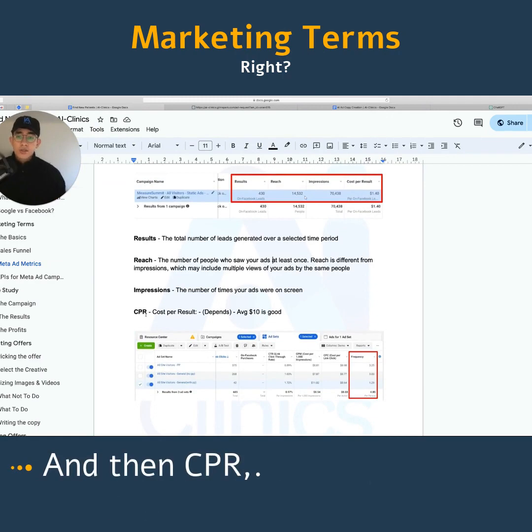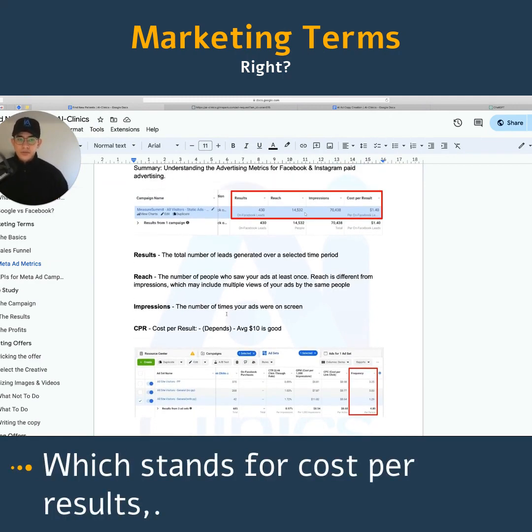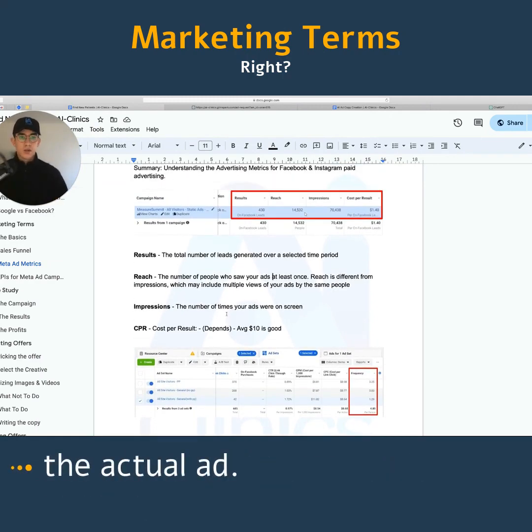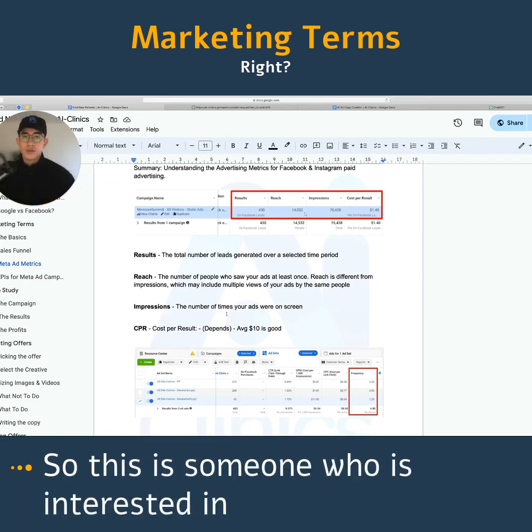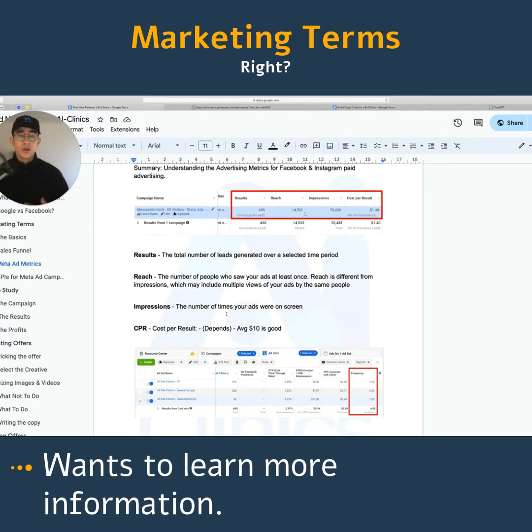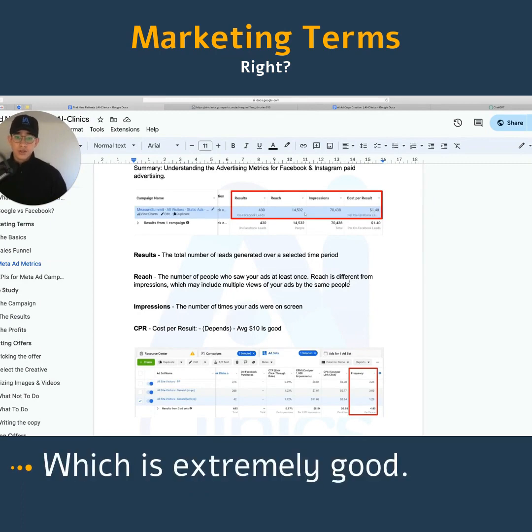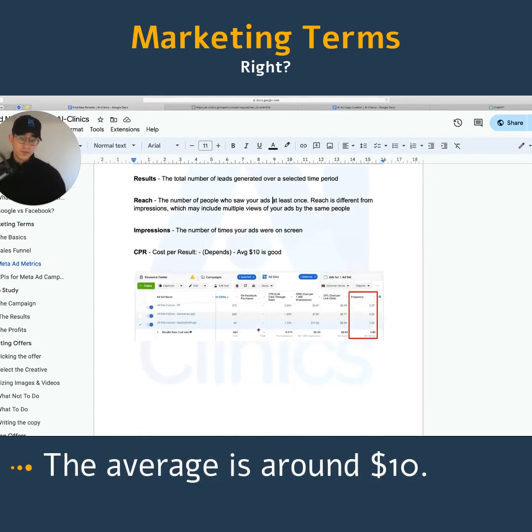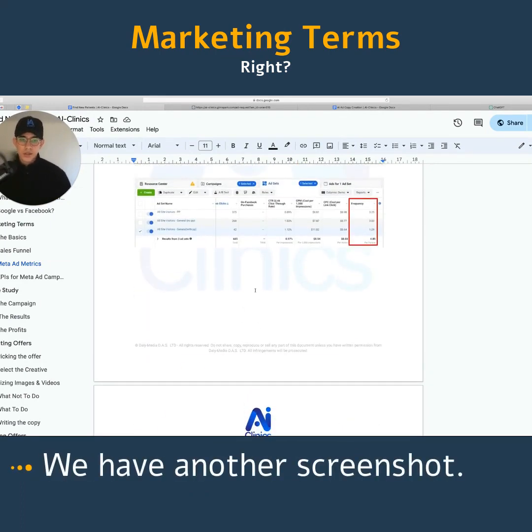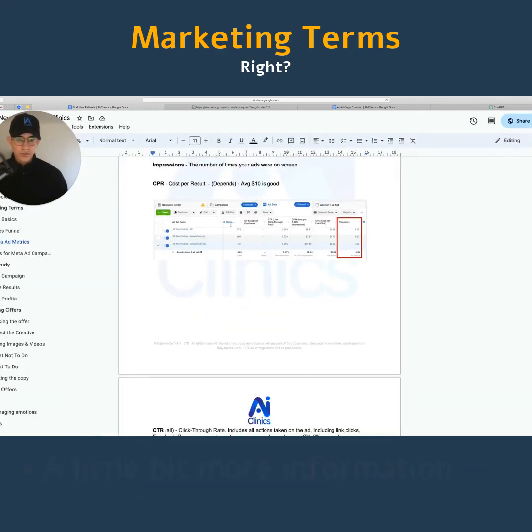And then CPR, which stands for cost per result, is the cost per person to fill in the actual ad. So this is someone who is interested in your offer, wants to learn more information, and it costs, in this example, $1.40, which is extremely good. The average is around 10. Cool. Next, we have another screenshot, which goes through a little bit more information.